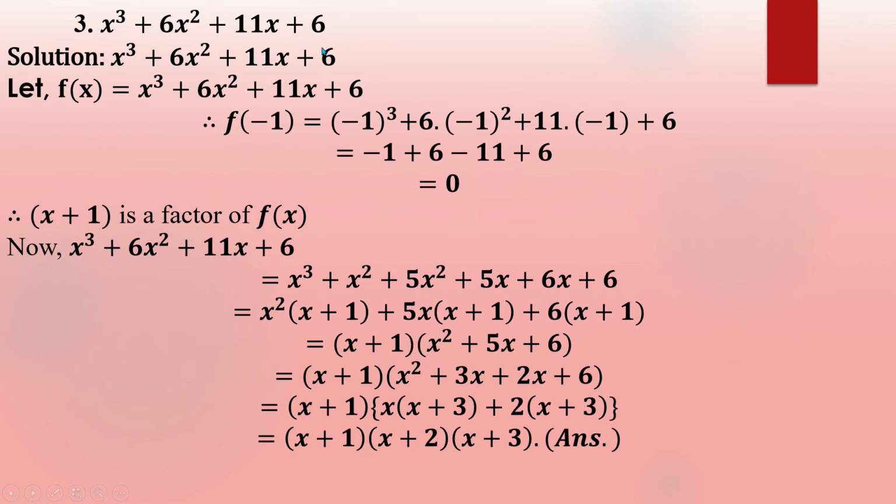This is an expression with the variable x. So we have to let f of x equal to x cube plus 6x square plus 11x plus 6. At first we have to think about the leading coefficient. Leading coefficient here is 1, so we have to take either plus 1 or minus 1. If we put x equal to plus 1, this will not equal 0. But when we put x equal to minus 1, this makes 0.